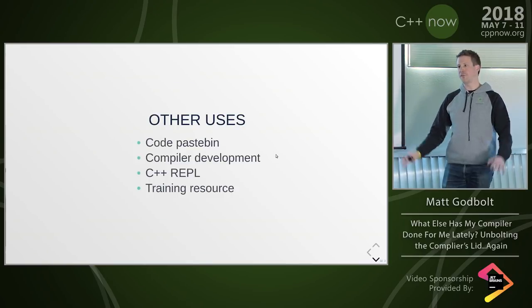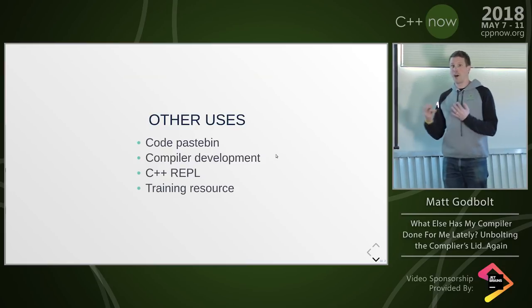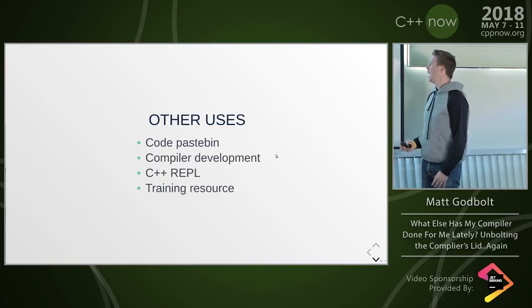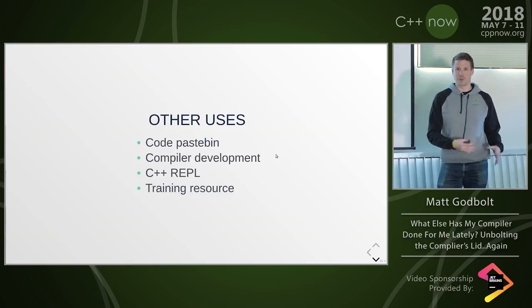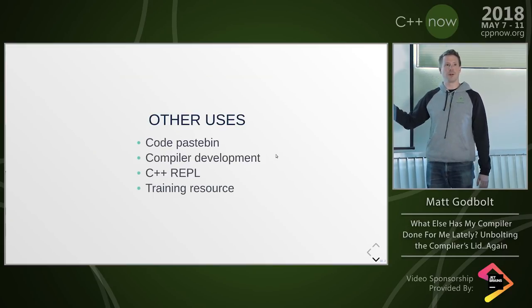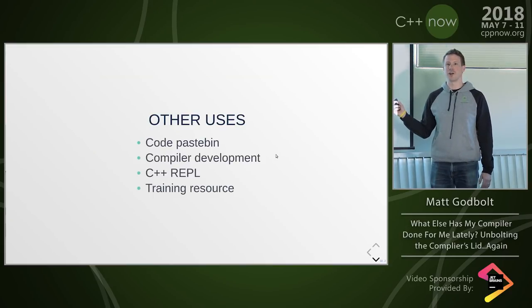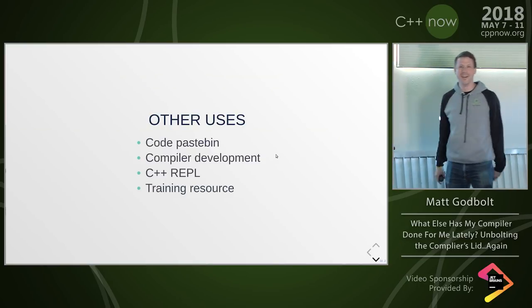I love the fact that Compiler Explorer was made to scratch my own itch, which is, I want to see what the compiler's doing. Isn't it cool? And yet, I've been seeing it used as a general code pastebin. I know that compiler developer people like to use it as a quick turnaround for what they're doing. I've seen people using it as a C++ REPL. I think Matt Calabrese says he uses it as an online calculator, which is the daftest thing I've ever heard, but I love it. That's just Matt for you.